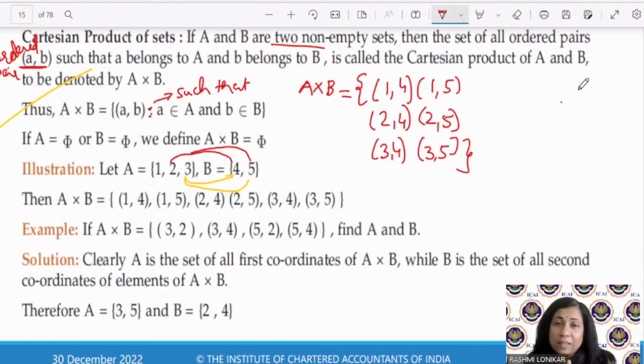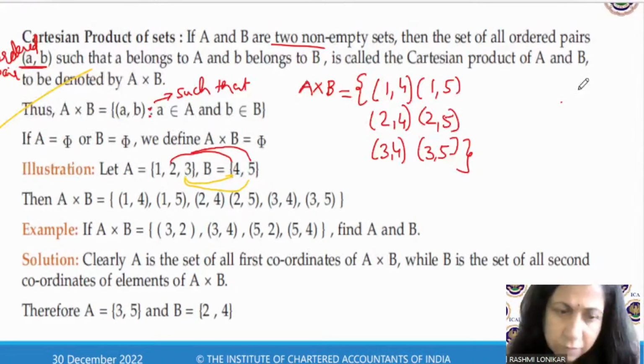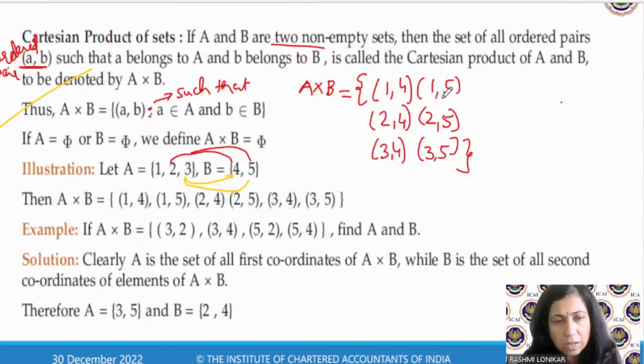The second thing they may ask you is they will give you A cross B and then they will ask you to find out the two sets A and B. Okay. Like for this, we have written it down.